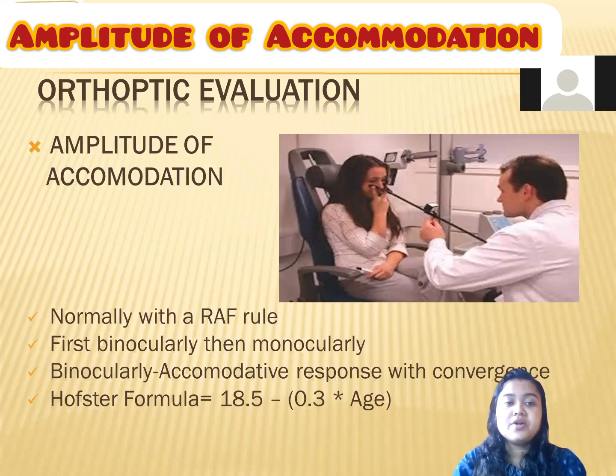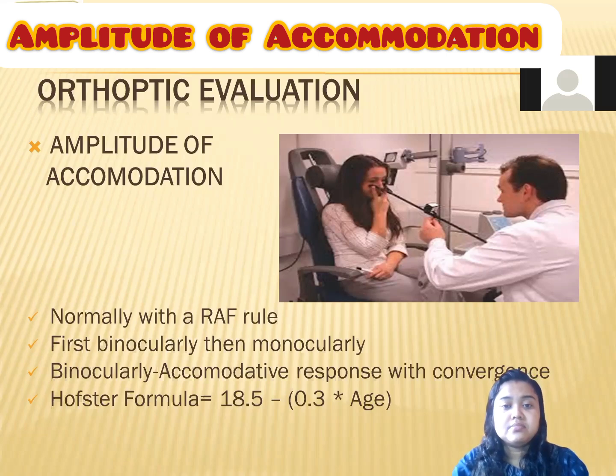So what is the end point of amplitude of accommodation measured in the RAF ruler? That is the first sustained blur, when the patient reports it. You measure amplitude of accommodation binocularly, with both of the patient's eyes open. First you measure it binocularly, okay? Then you can measure it uniocularly also. You cover the left eye and measure the right eye's amplitude of accommodation. You cover the right eye and measure the left eye's amplitude of accommodation, okay?